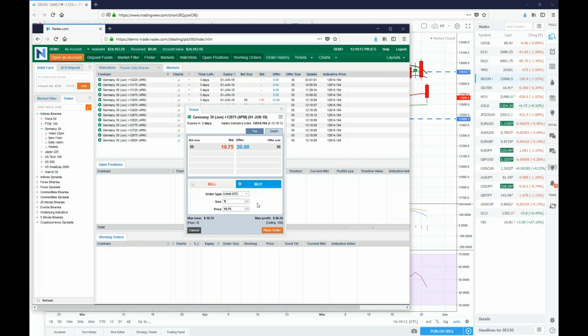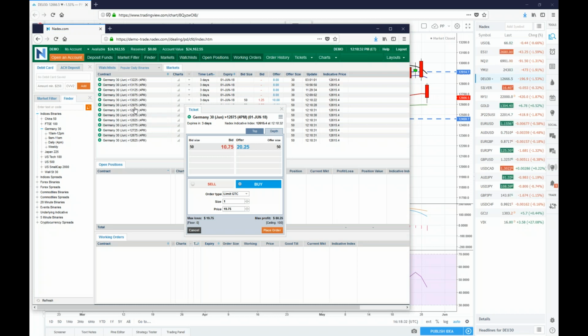So let's be absolutely sure that we're on the same page here. First thing, how would I apply proper risk management? Well, my account here is $24,000 and 55 cents. I want to risk about 1% of my account on any one given trade.